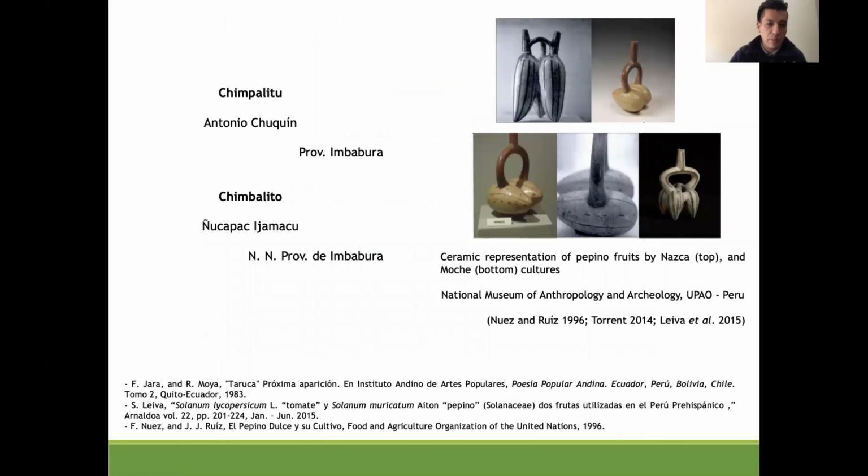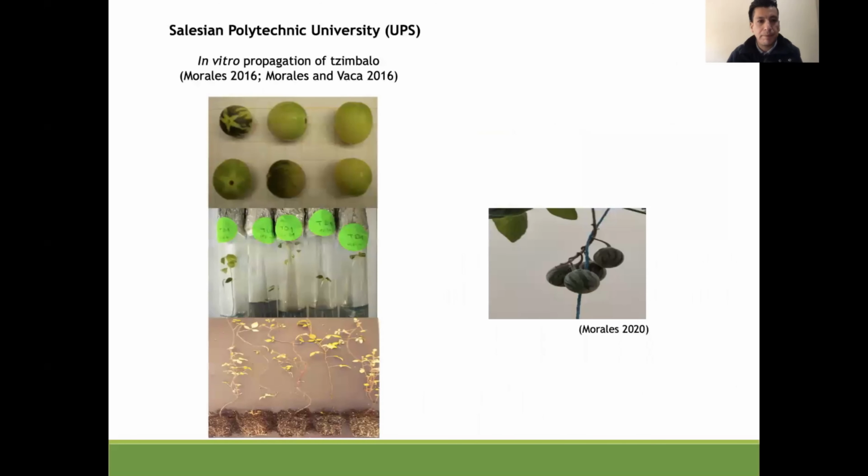Chimpalito and chimbalito are poems from Ecuador that reflect the importance of cultural knowledge, as well as ceramic representations of pepino fruits by the Nazca and Moche cultures in Peru. This slide is for informational purposes.